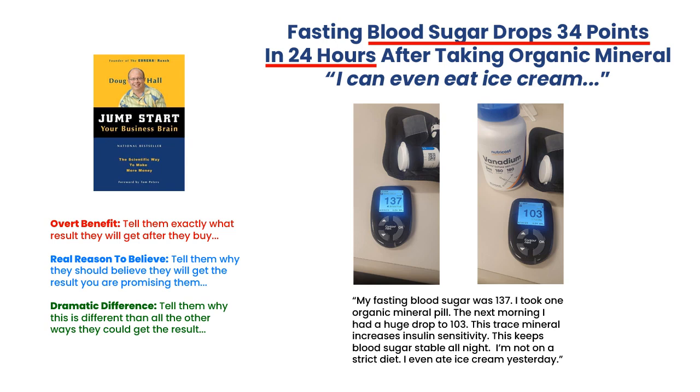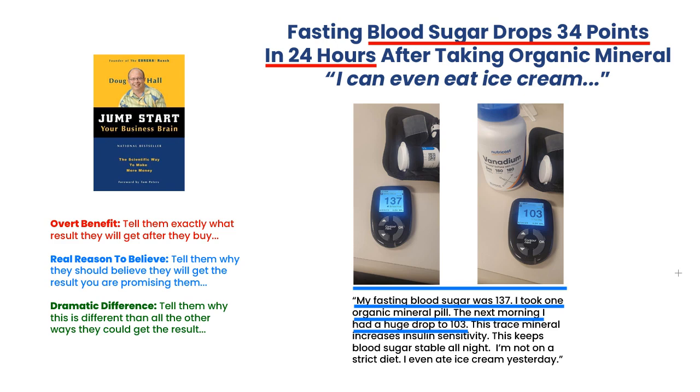Next, we get into real reason to believe. This is all about proof, and it's here and it's here. So it's the proof image that they can instantly see, and they're like, okay, this is real. Somebody actually took these pictures. This is working. And then we give the description to back up the photo, what's happening, so they can see what we're claiming this picture is showing. And they see that here. That's the real reason to believe.